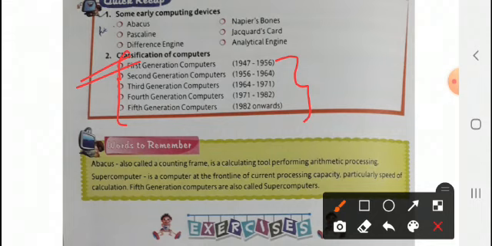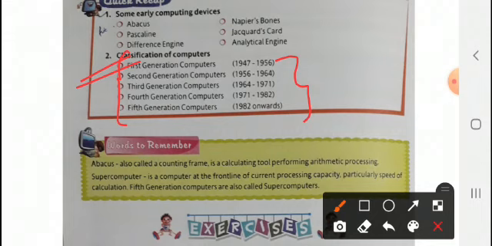The question answers are also very simple. Let me tell you: what is an abacus? You know very well. Who invented Napier's bones? What is the function of Jacquard's card? Just now I told you, Jacquard's card is used in the first machine to weave patterns into fabrics with the help of punched holes. Then the characteristics we have just studied, and the limitations also.